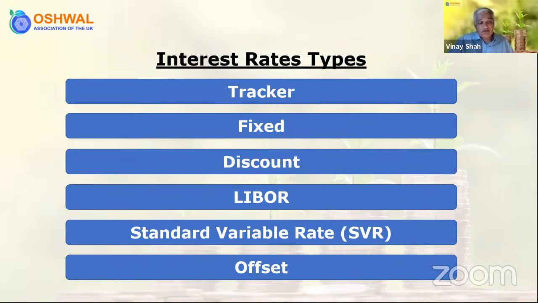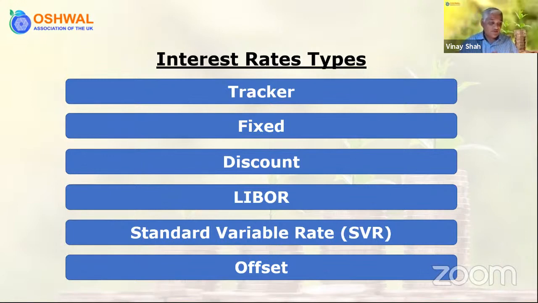Discounted mortgages are not something that we come across very often these days. They used to be quite popular a few years back, where the mortgage lender would grant you a discount off their variable rate for a number of years. So effectively you pay a lower rate of interest to start the mortgage off, and then after a number of years, the mortgage goes back to the standard variable rate.